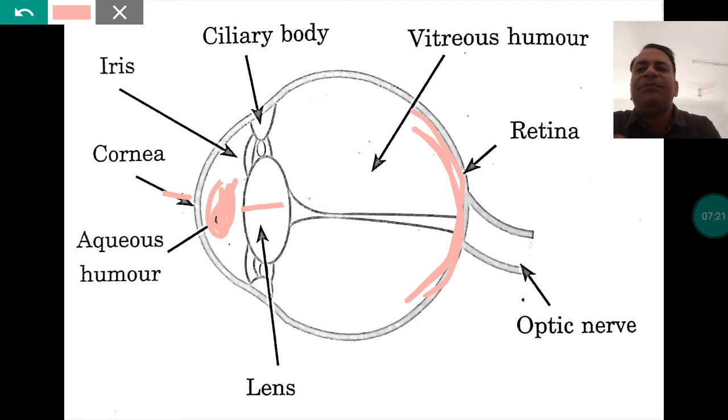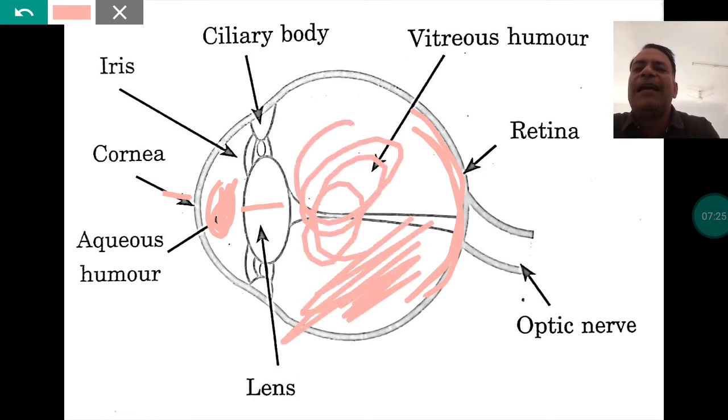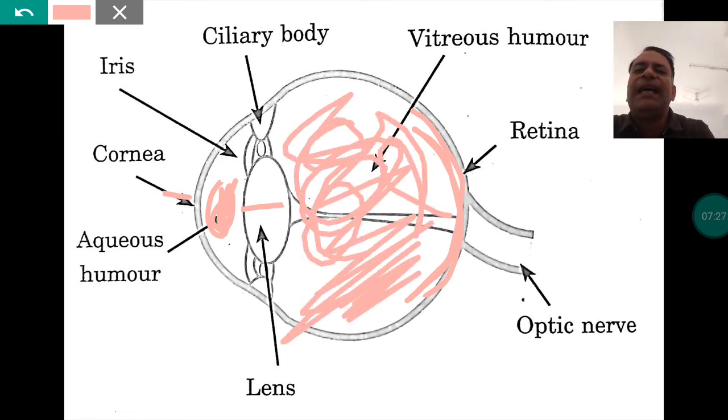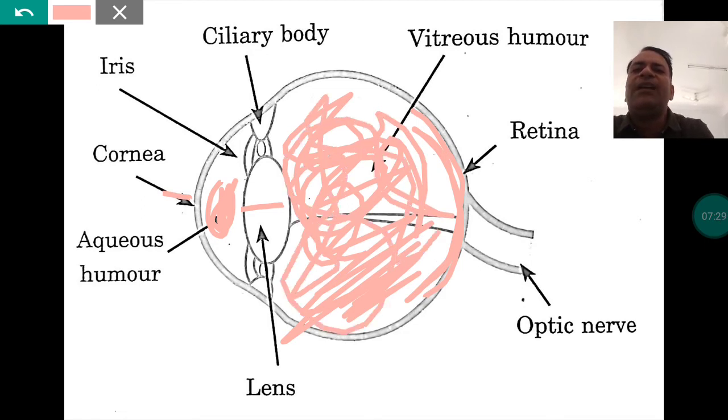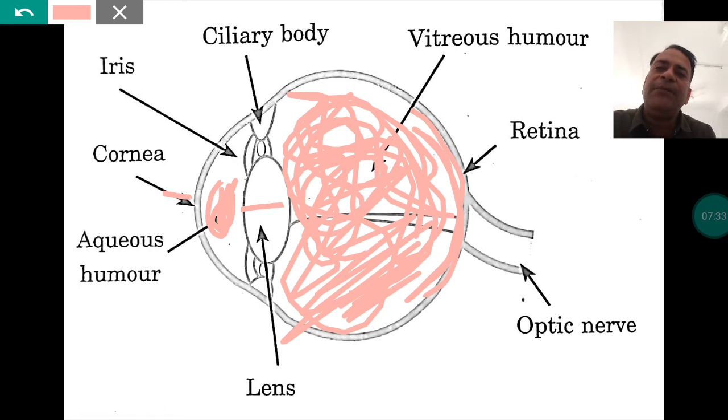One more humor is in between this. ये जो पूरा eyeball आपका है, ये भरा होता है by this humor, vitreous humor. Okay, now this vitreous humor, what is the function of vitreous humor? Vitreous humor provides shape to the eyeball. Eyeball का shape जो है वो गोल होता है just because vitreous humor is filled in it.